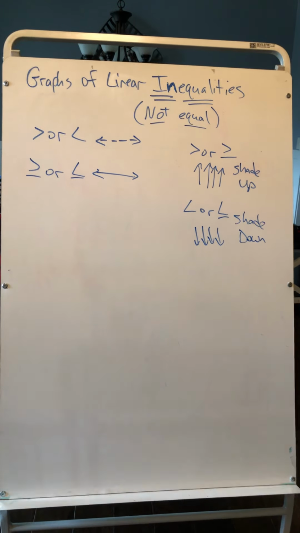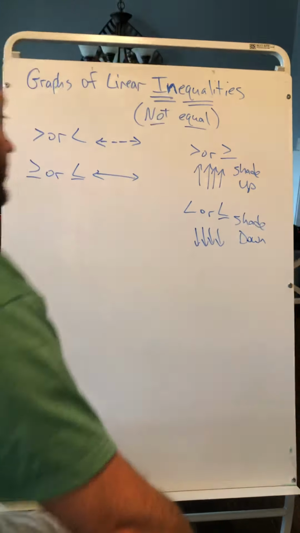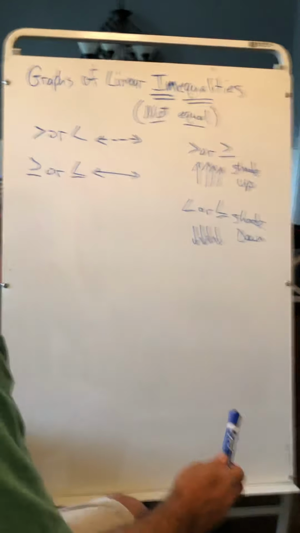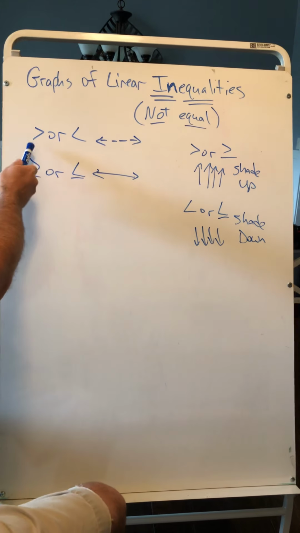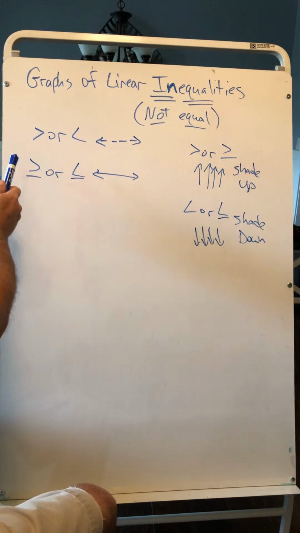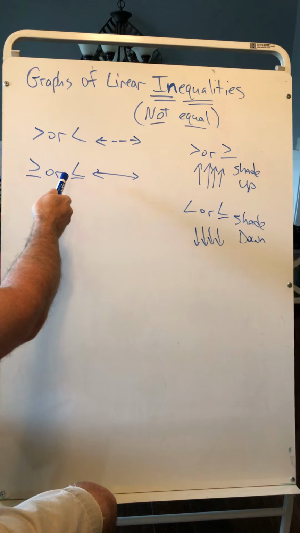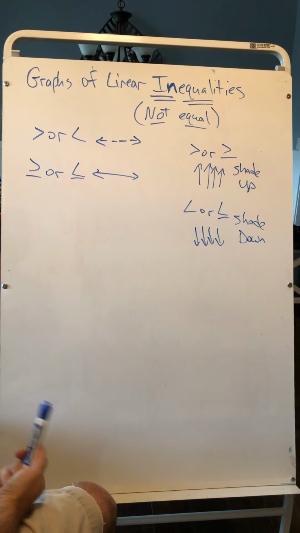Okay, so today we're going to be talking about inequalities. And we've talked about inequalities before. Inequalities mean not equal. And not equal will be something like a greater than or less than sign, or greater than or equal to, or less than or equal to. Now today we're going to be talking about graphing with it.